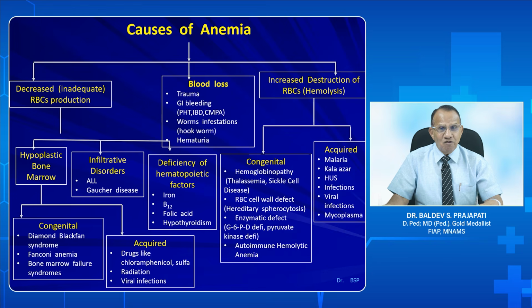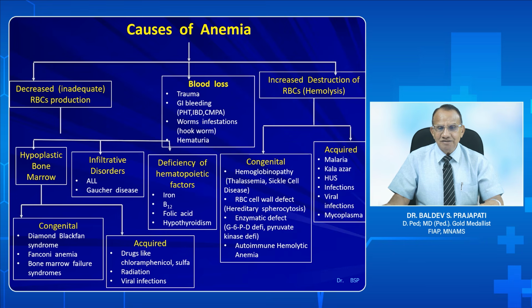Blood loss may be obvious or sometimes may be occult. Maybe due to some trauma, GI tract bleeding due to the portal hypertension, inflammatory bowel disease, or even cow's milk protein allergy. Maybe even the worm infestation like hookworm, which causes continuous daily blood loss, depends upon the number of the worms. And even the hematuria occasionally may be responsible for the loss.